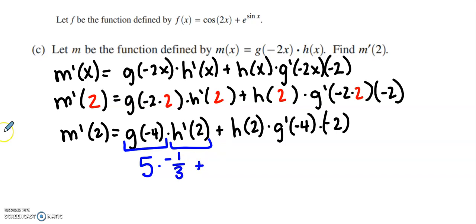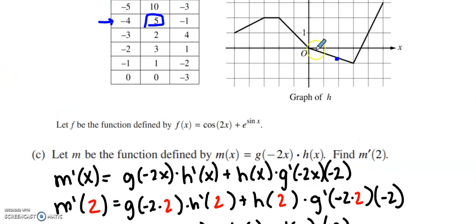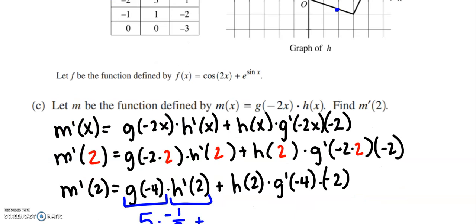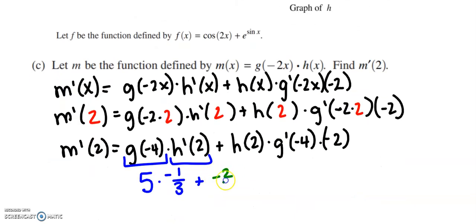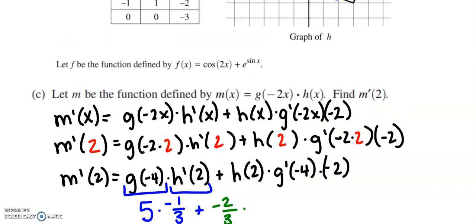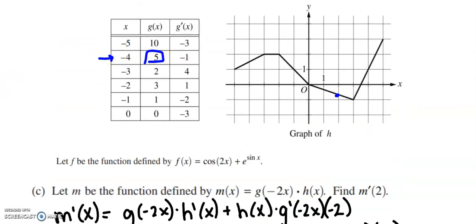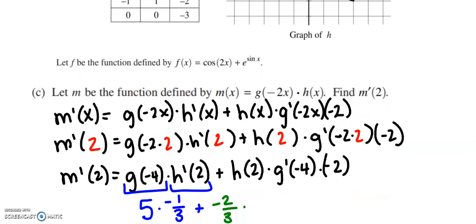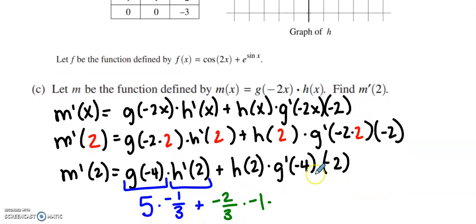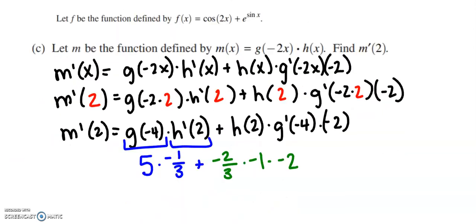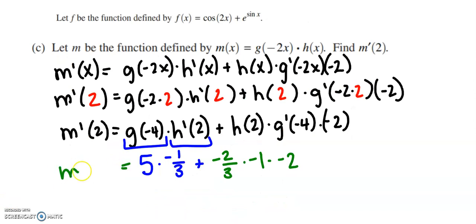plus h of 2. Well, h of 2, some students got stuck on this one because it's like, oh, I don't really know exactly when there it is. Think about the slope. If this is really -1/3, then for every one box, we go down 1/3. So this would be down 2/3. So -2/3 times g prime of -4. We're still here, but this time we're using g prime. So -1 times, then we still have the -2 just hanging out here. So this is m prime of 2.